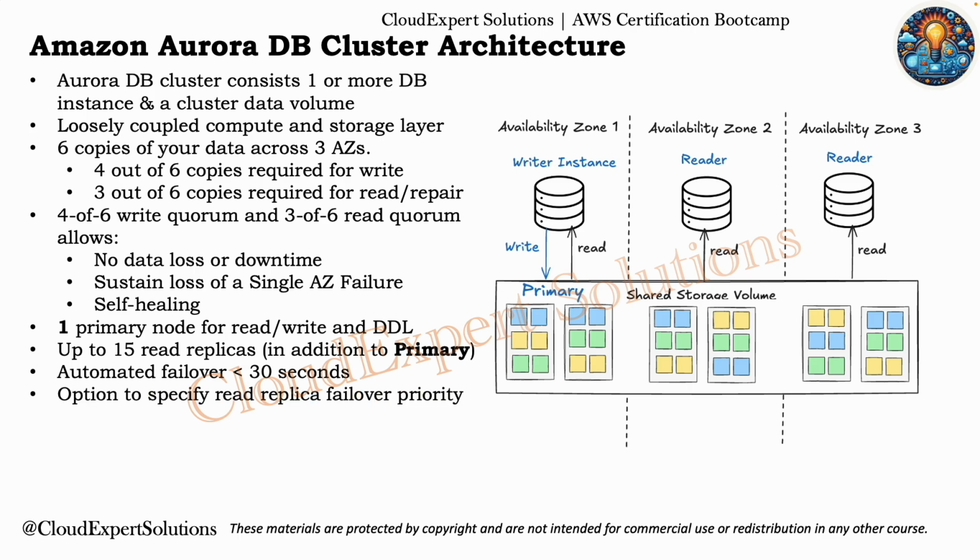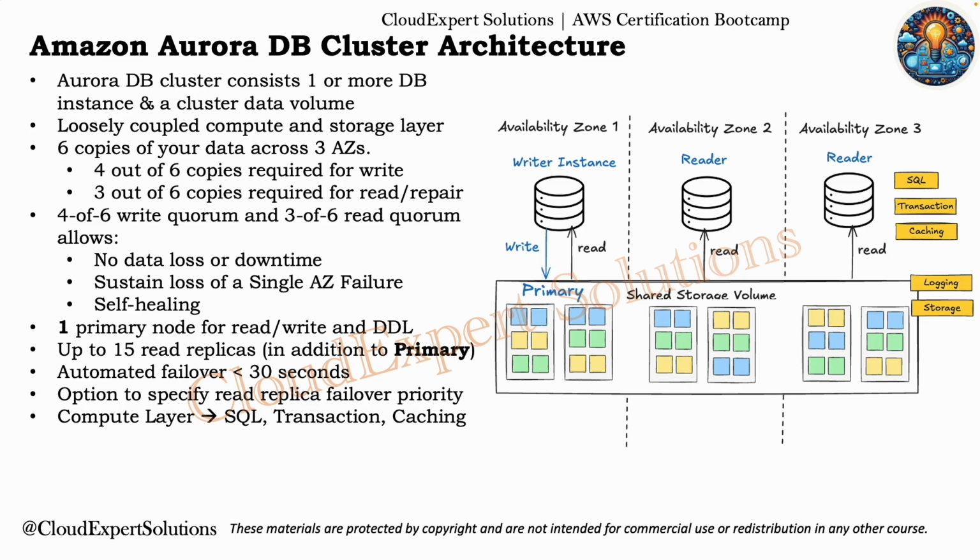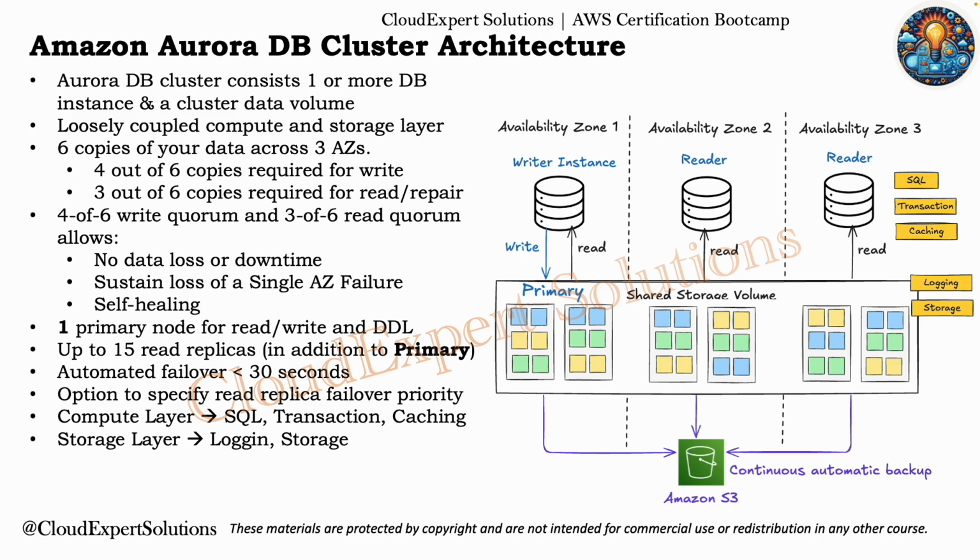Since the replicas are spread across multiple availability zones, you have the option to pick and choose which replica is promoted as primary in case of failure, and you can assign failover priority. The compute layer is responsible for SQL, transactions and caching, whereas the shared storage volume is responsible for logging and data storage. The storage layer is backed by Amazon S3 and Aurora continuously backs up the data to an S3 bucket, and that is why this architecture ensures high durability, fault tolerance, cloud native capability and inbuilt resilience.